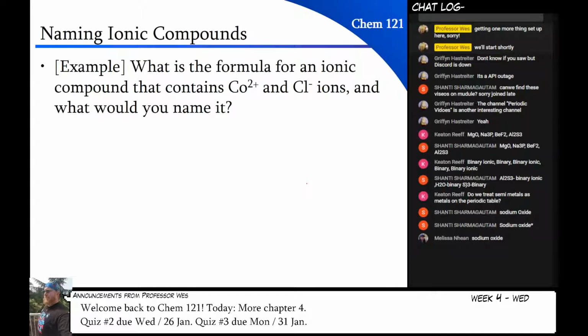All right. Let's suppose that you had a formula consisting of these ions, Co2+ and Cl-. What would the formula be, and what would its name be? So type both into the chat, and I'll give you a minute to do that.